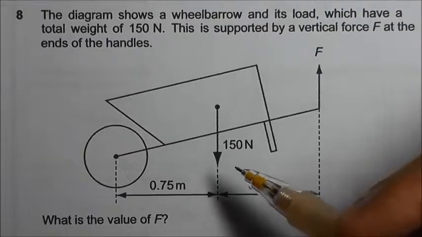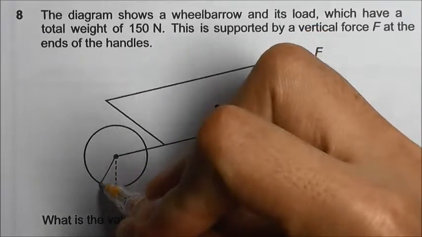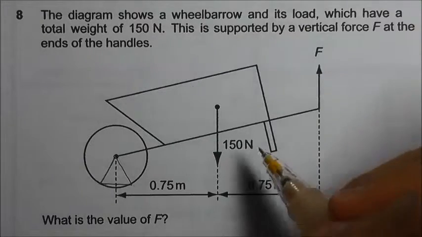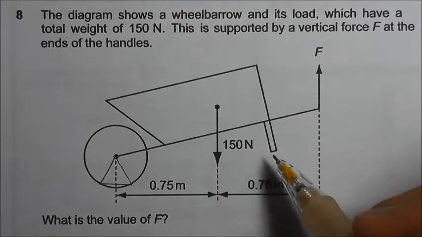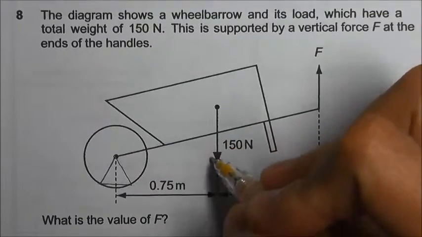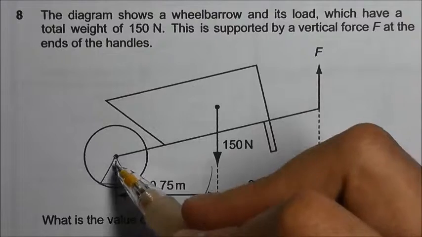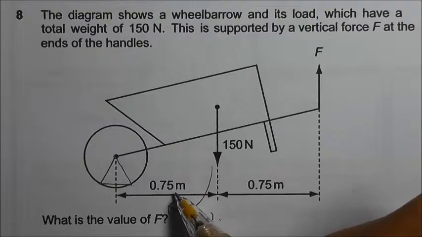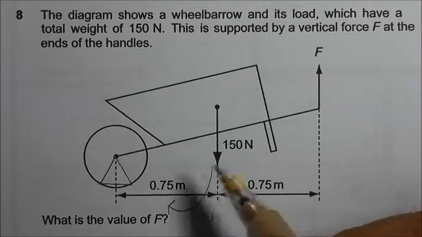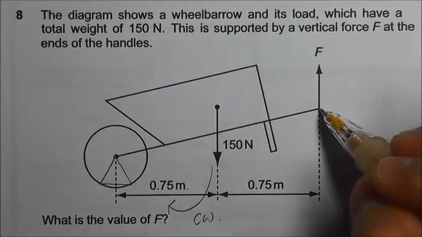Okay, this is a principle of moment question. So we have a wheelbarrow here. We can see that the pivot is at the center of the wheel, and we have two forces. The first force is the weight of the wheelbarrow and its load, and it's pointing downwards, and this will create a clockwise moment about this pivot, and the perpendicular distance between the force and the pivot is 0.75 meter. And the second force is this vertical force applied at the end of the handles.